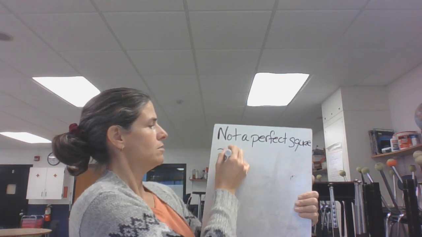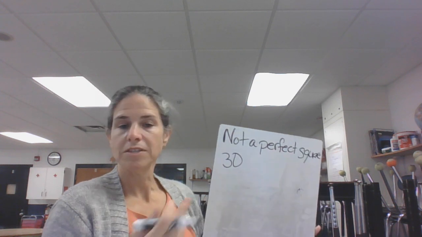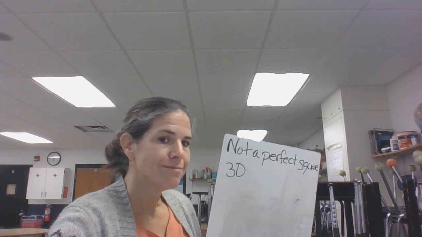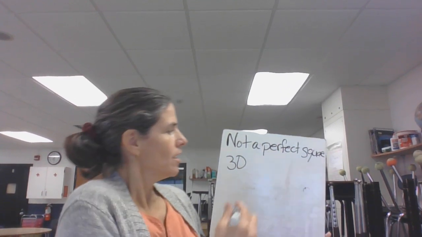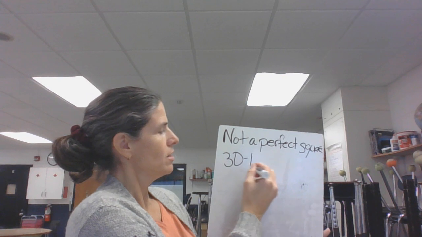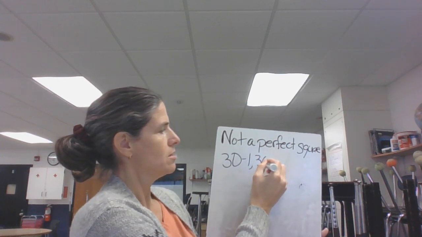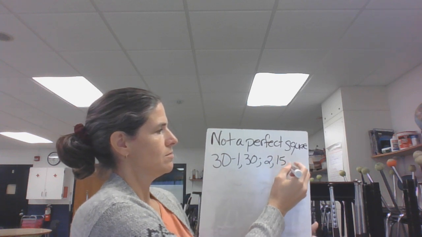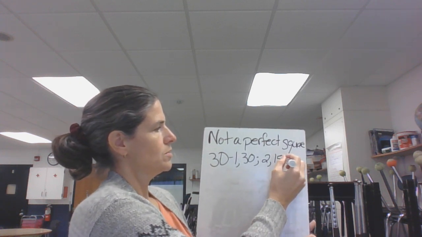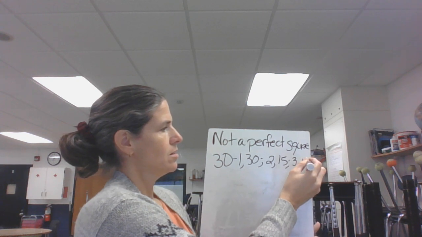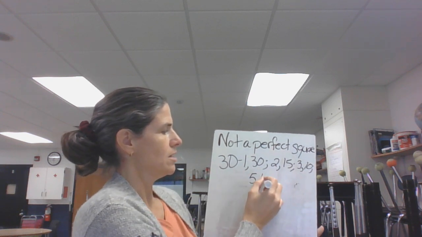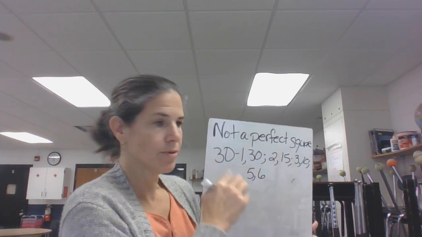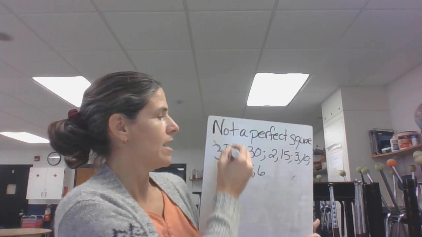So 30, one of its factor pairs is 2 times 15, which 2's are nice, but it's not a perfect square. Its factors are only 1 and 30, 2 and 15, 3 and 10, and 5 and 6. None of those are a whole number multiplied by that same whole number to get to 30. 30 is not a perfect square.